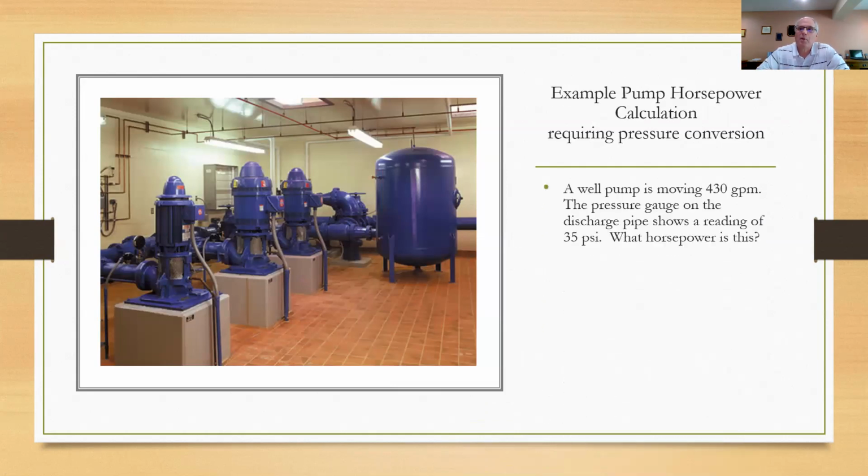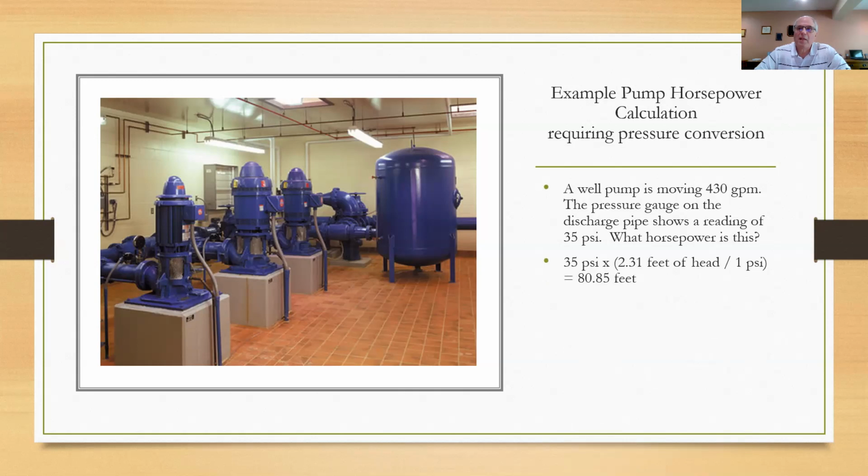Let's say they tell you that a well pump is moving 430 gallons per minute. The pressure gauge on the discharge pipe of that pump shows a reading of 35 PSI. What horsepower is this? And again, if you want to stop the video and do the problem, go ahead and give it a try. Remember, you've got to convert the 35 PSI to feet of head.